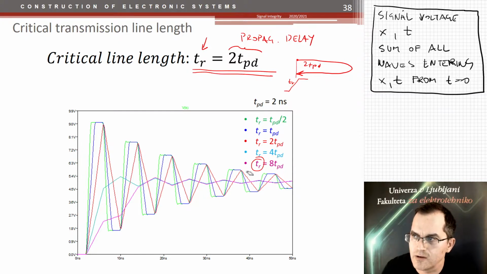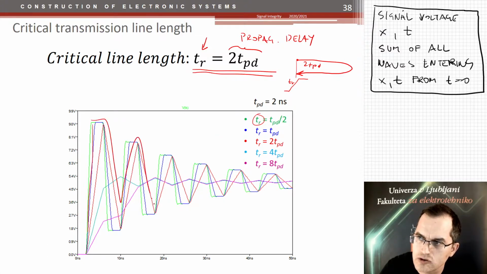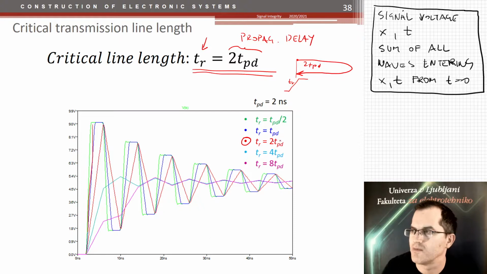But if your signal is very fast, like this one here, you would see the green, a lot of ringing. So, what is the criterion? That one here. This is the limit value: the rise time equal to 2 TPDs. The rise time means that just when your signal reaches top level, the return signal comes to your source. So you get a triangular shape of the waveform. And this is the limit value.